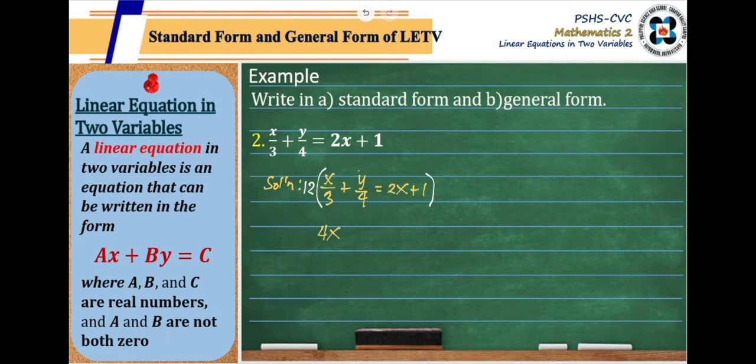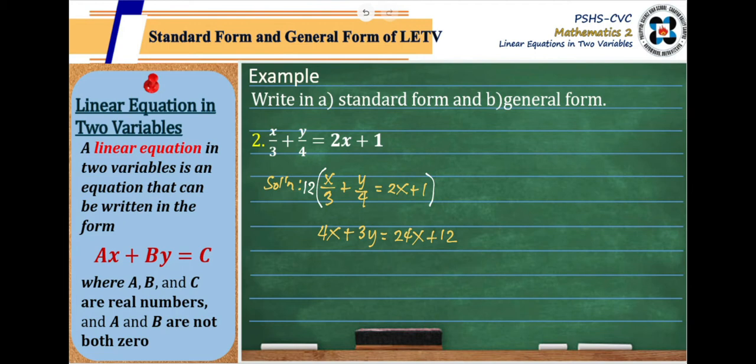that's equal to 4x. And then 12 times y over 4 is positive 3y. And then 12 times 2x is equal to 24x. And 12 times 1, that's positive 12. Okay? So here, we observe that all the coefficients are integers. Now, let's try to group all variables together on the left side of the equation and leave the constant term on the right side.